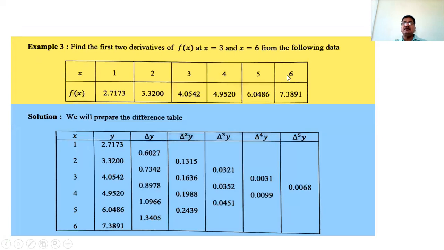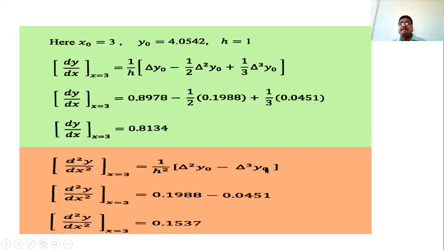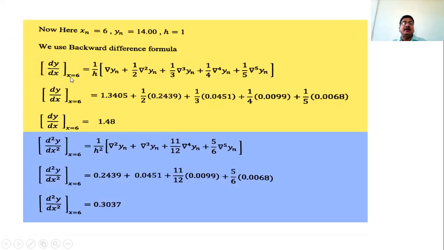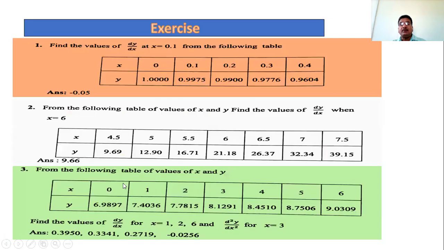And then we have to find the first order derivative and second order derivative at 6. 6 is at the end of the table, so write the backward difference formula. dy/dx at x equal to 6 is 1 by h times terms that depend on del, not delta. This is the del notation, and all the terms are positive. Write up to del raised to 5 yn. And what is xn now? xn means the last point.